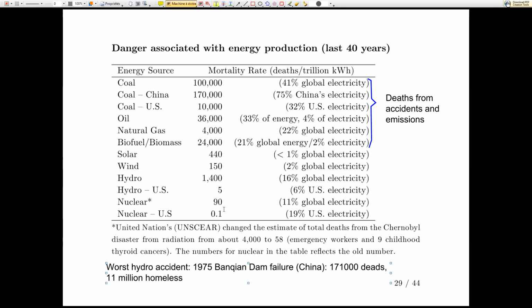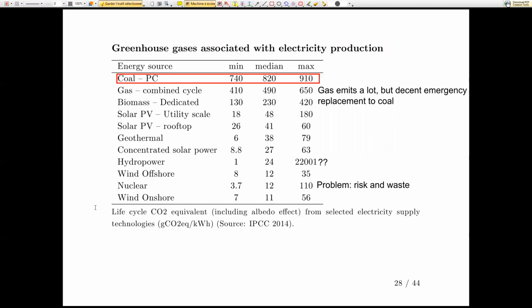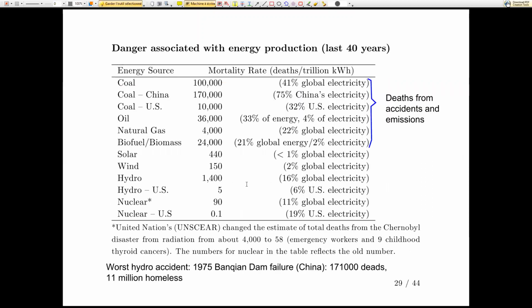And in the US it's 0.1. From a purely risk perspective and emission perspective, there's just no contest. Nuclear produces very, very little CO2 emissions, and it's the safest by far.